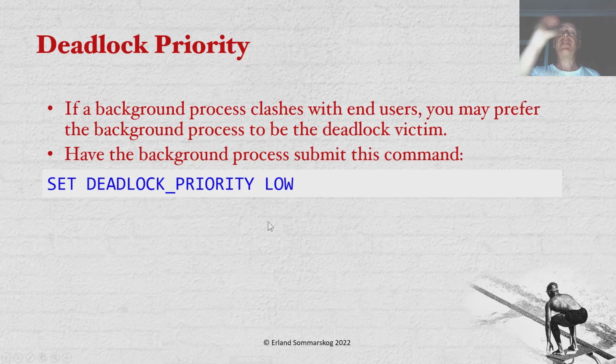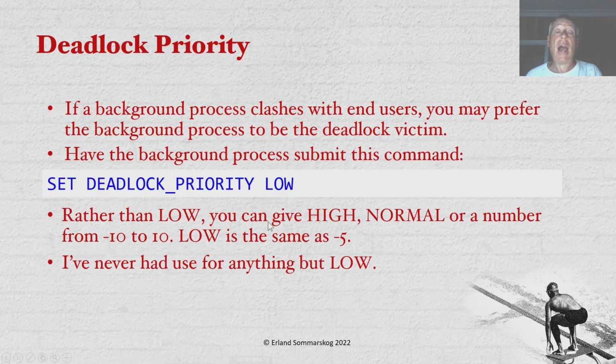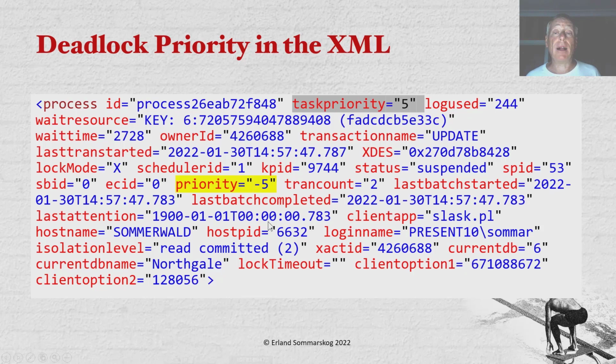Rather than low, you can say high, normal, or a number from minus 10 to 10, and low is the same thing as minus 5. But I have never had use for anything but low. I would absolutely not use high. It's only going to cause you problems. You can actually see the deadlock priority in the deadlock XML, in two different places. There's task priority and there's priority. Priority is the one you should look at. It says here minus 5 for low, and this one has the same thing, but with reverse sign. Please don't ask why.